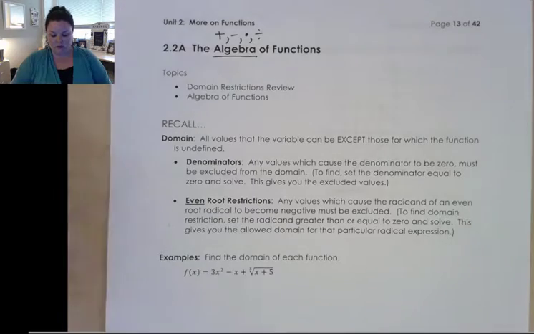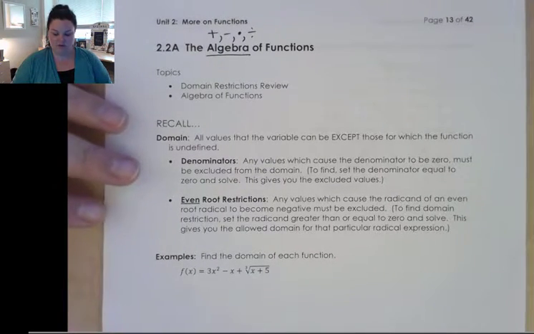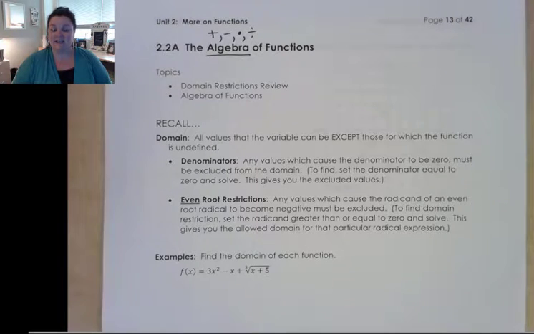Okay, so we're going to quickly refresh on how to find the domain, and then we'll look at doing the algebra of some functions and creating a domain that works for those new functions.